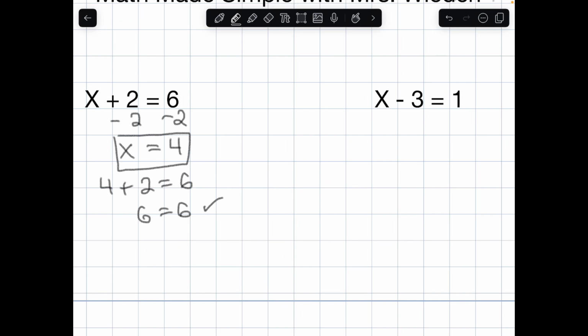Now let's move on to x minus 3 equals 1. Like before, I noticed that I have a minus 3. So the opposite of negative 3 or minus 3 is plus 3. So I'm going to add 3 to both sides.